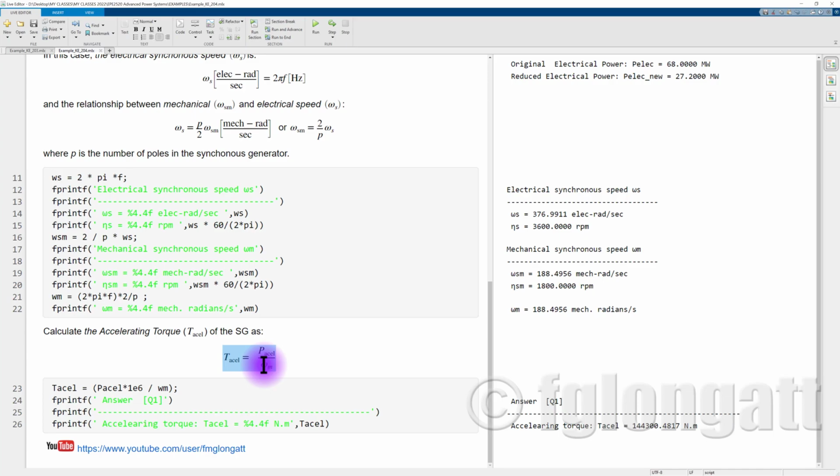For that reason, what we need to do is divide the accelerating power, 27.2 megawatts, by the rotational speed, but this rotational speed is in mechanical radians per second. And we are dividing in mechanical radians per second because this torque is a mechanical torque. And this mechanical torque that we are calculating is at the shaft, and when we put the numbers together, we obtain this huge number: 144,300 Newton meters, okay? This number is huge, but this is because the units that we are using are the most basic, Newton meters.